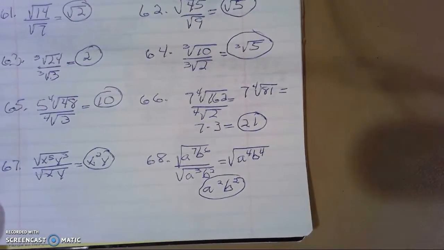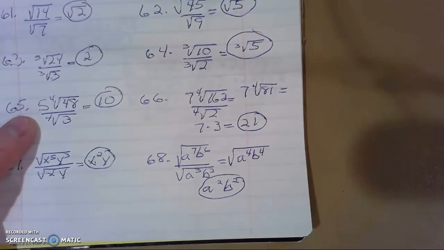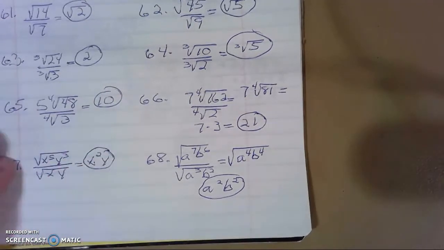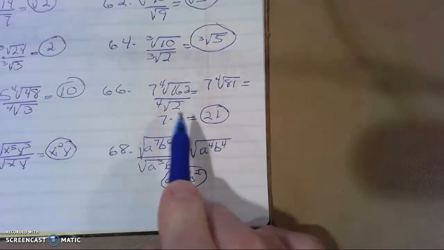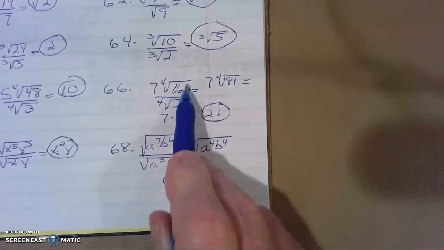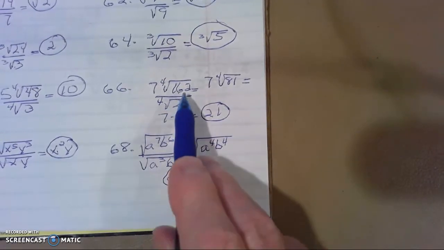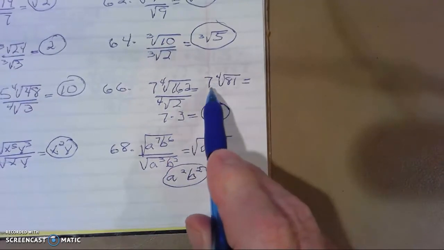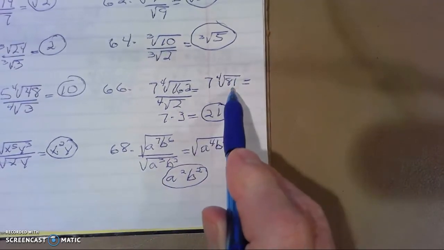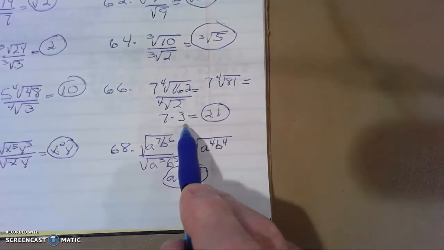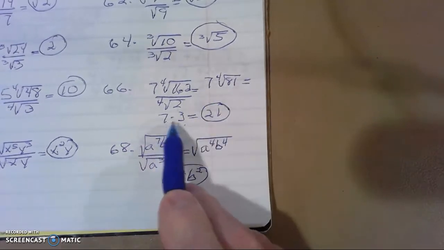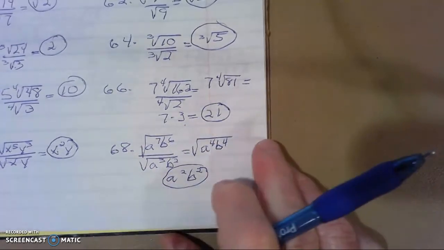Number 65, 5, not in a radical, times the 4th root of 48 over the 4th root of 3 comes out to 10. 66, 7 times the 4th root of 162 over the 4th root of 2. These two here are both 4th roots. Divide 2 into 162 is 81. So we get 7 times the 4th root of 81. 4th root of 81 is 3, because 3 times 3 times 3 times 3 is 81. So 7 times 3, 21 is our answer.